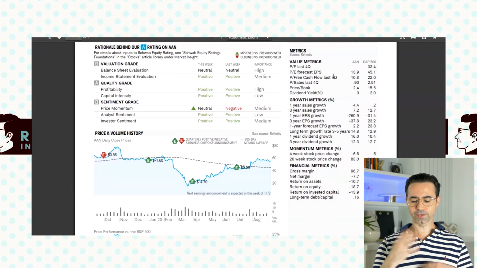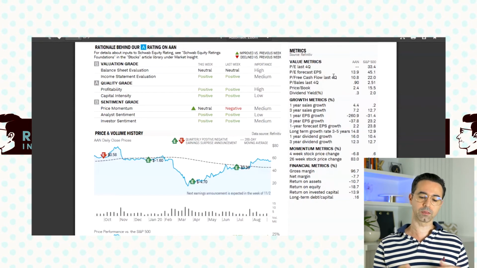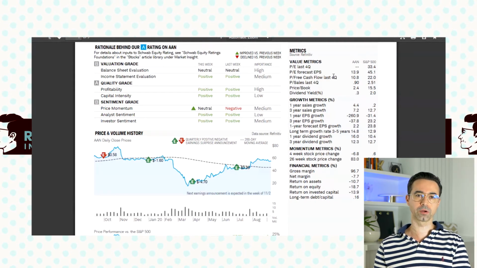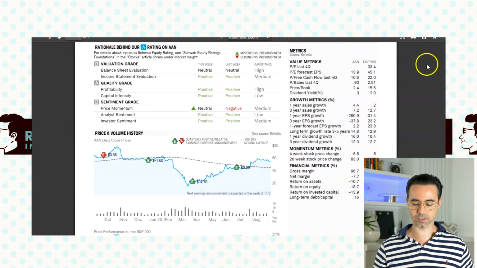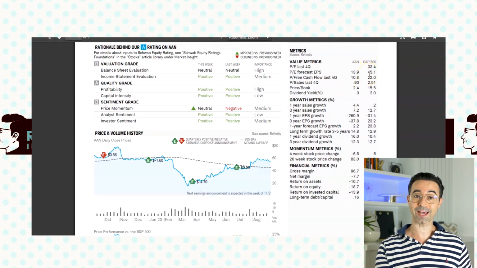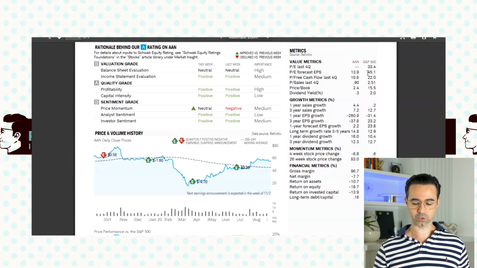So figuring out whether this company is expensive or cheap, you might look at the relative performance or the relative number versus the S&P 500. So here you can see the price to earnings of the forecasted, so the estimated earnings per share in the future.